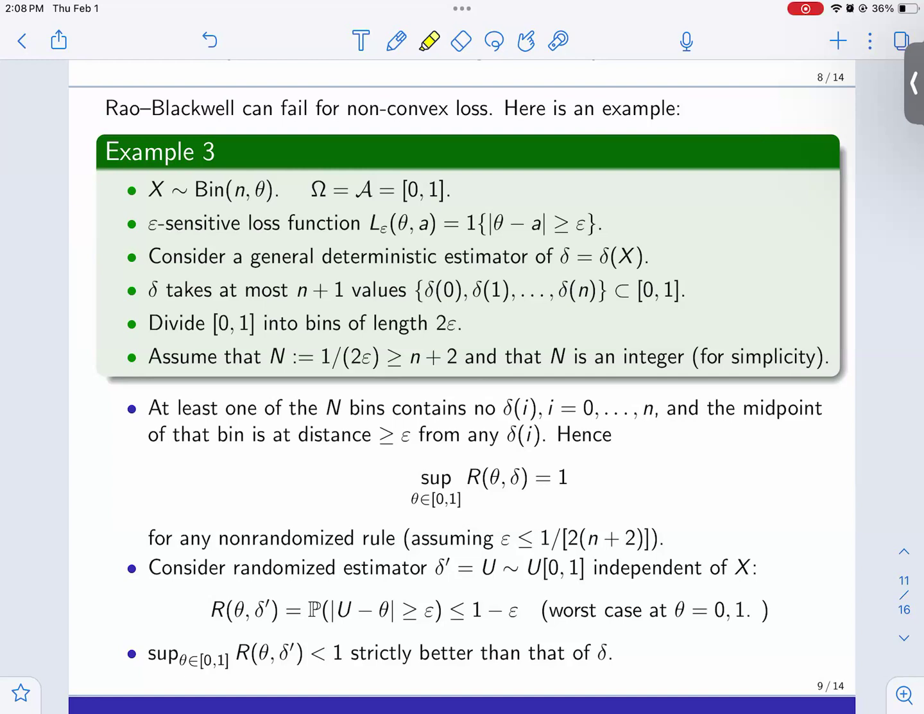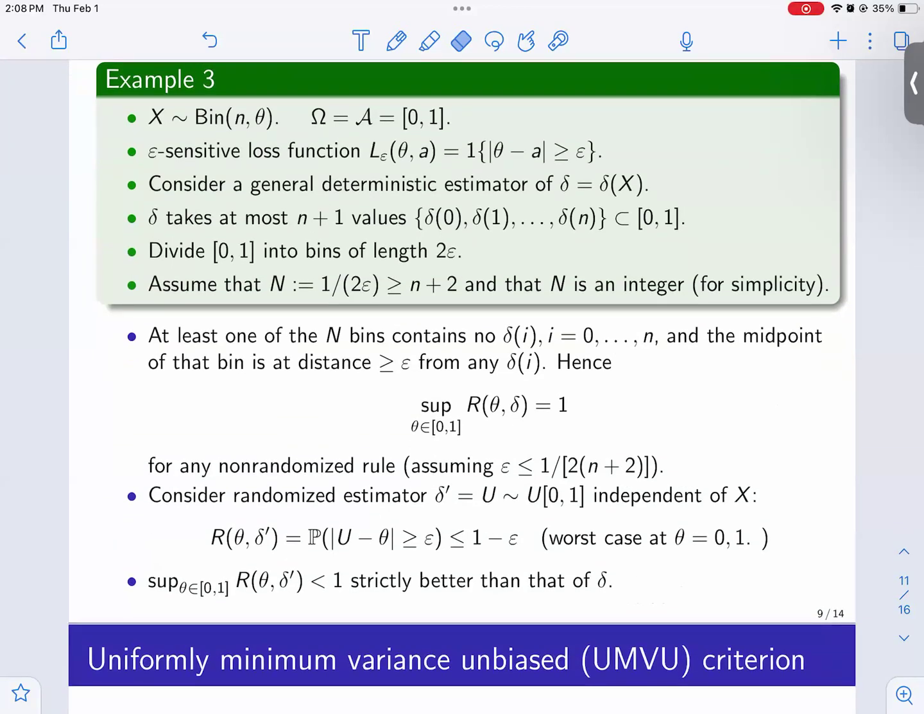So this is a particular example where we take the loss to be the so-called epsilon-sensitive loss. So if theta is closer to a than epsilon, then we don't pay the price. If it's bigger, we pay a flat price of 1. And in this binomial model, you can find a randomized decision rule, basically just flip a coin, independent of the data. And then you can show that you can't beat this. Uniform domination does not hold. So no deterministic estimator can uniformly beat just the basic coin flip.